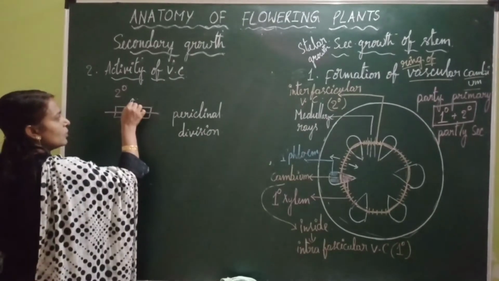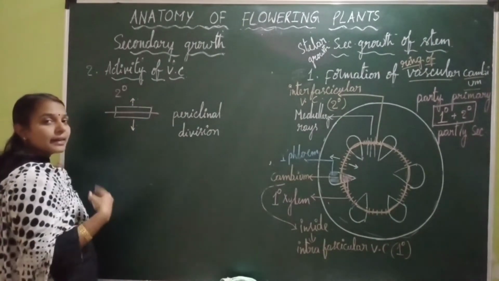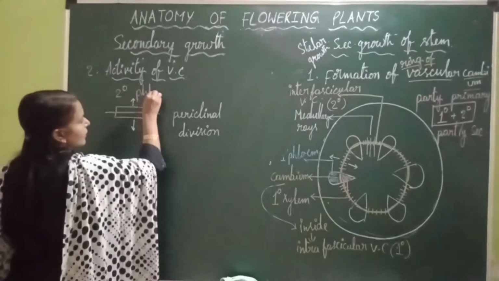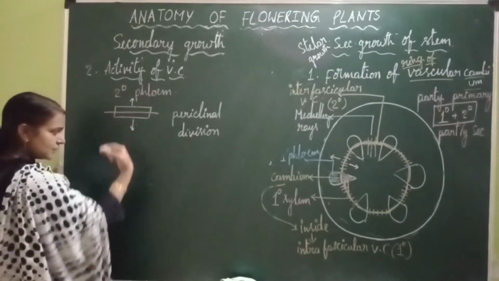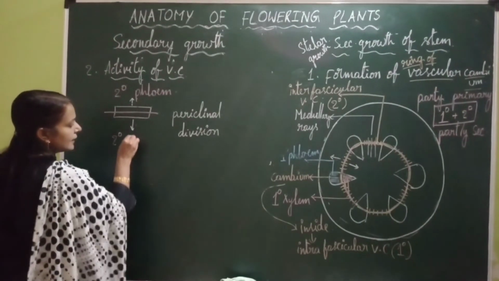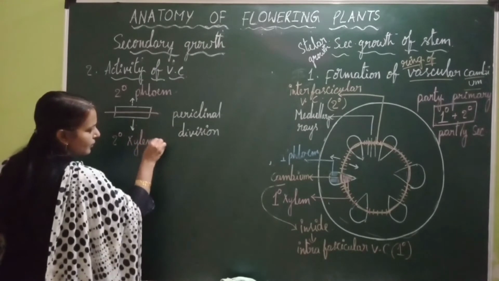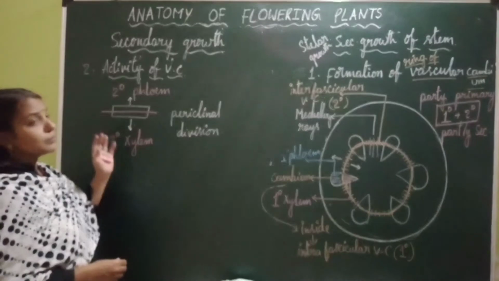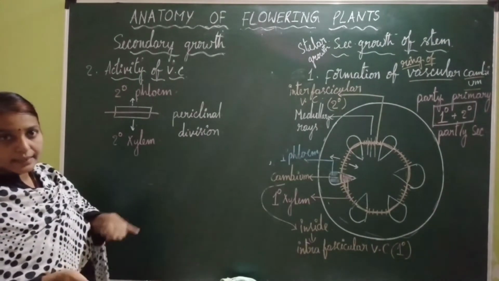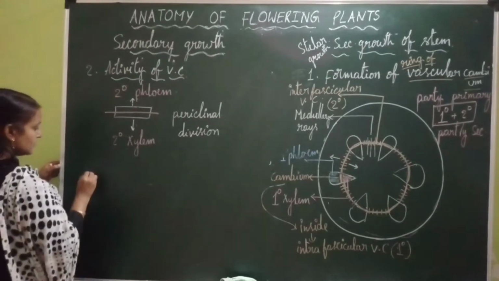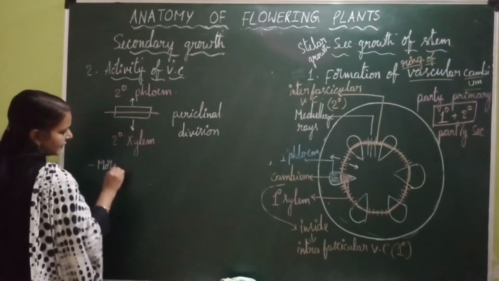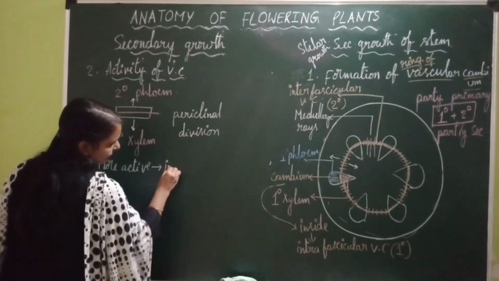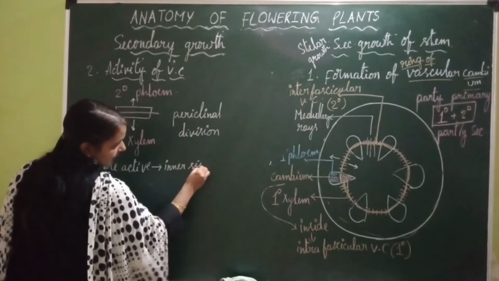So the cells which are deposited towards the outer side get redifferentiated into secondary permanent tissue, that is secondary phloem, right? Now the cells which are deposited towards the inner side get redifferentiated into secondary permanent tissue, that is secondary xylem. Now this vascular cambium is more active towards the inner side than towards the outer side.